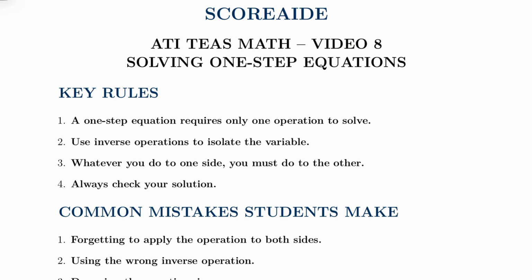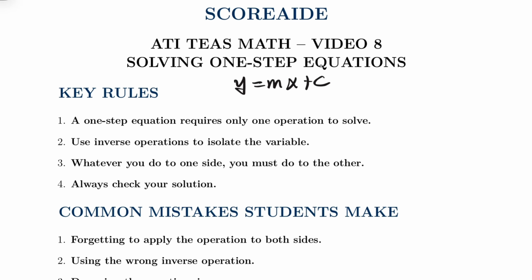We are going to be looking at solving one-step equations, linear equations. The general form of a linear equation is y equals mx plus c. Y represents the y coordinates, of course. X represents the x coordinates. M represents the gradient, and c represents the y-intercept. That is when x is equal to 0, y is equal to c.